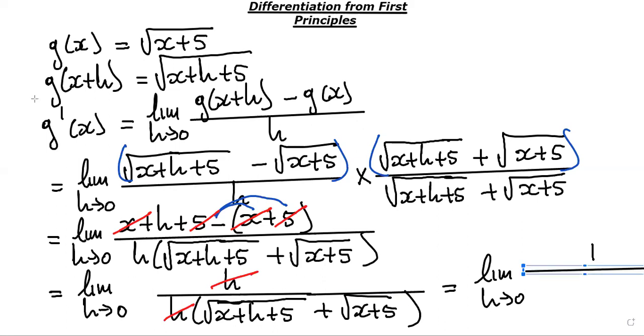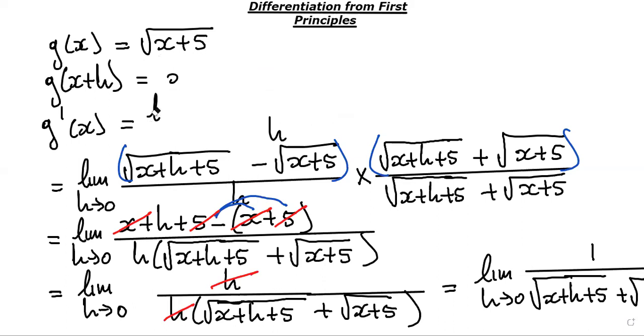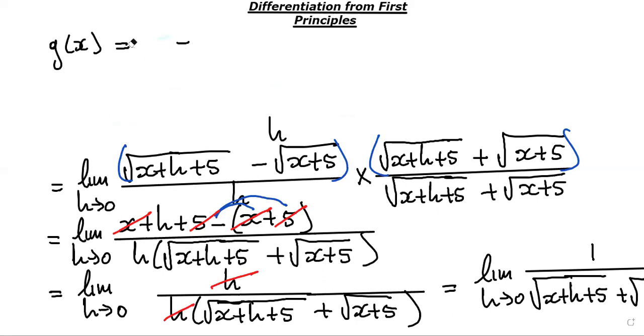divided by square root x plus h plus 5. And then we say plus square root x plus 5. And then at this point, we are just going to use direct substitution. So we say, where we see h, we just substitute 0.